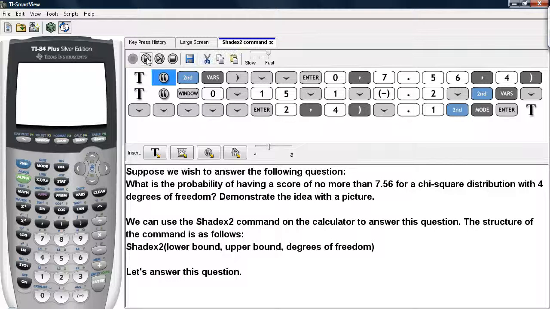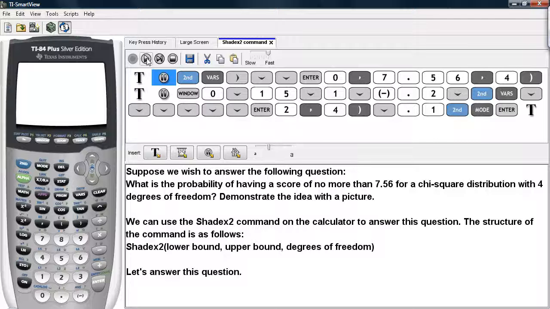Suppose we wish to answer the following question. What is the probability of having a score of no more than 7.56 for a chi-square distribution with 4 degrees of freedom? Demonstrate the idea with a picture. In this case, we can use the shade chi-square command on the calculator to answer this question.